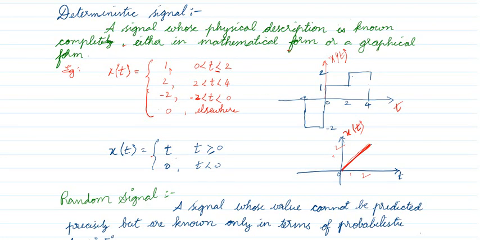Another example I'm taking is t for positive values of time. For negative values of time, it is 0. So t means at time 1 it is 1, at time 2 it is 2. So it is a ramp. So this is the signal. For negative values of time it is 0. Such signals are called deterministic signals.